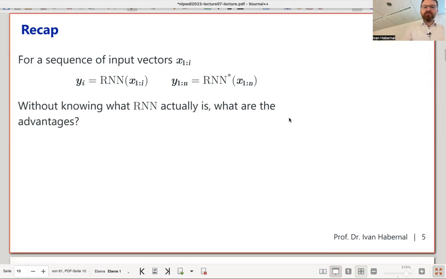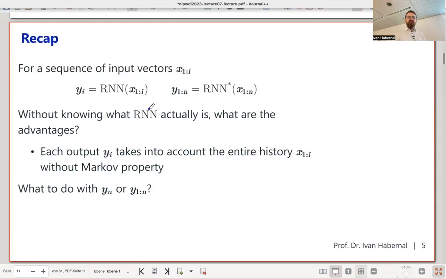Okay, so without knowing, I just said it, but let's try to answer this question. Without knowing what an RNN actually is, we don't know what is in there. We don't know how to implement this. We have no idea. But what could be the advantages of having such a thing? The advantage is that each output takes into account the entire history up until this point, without any Markov property.